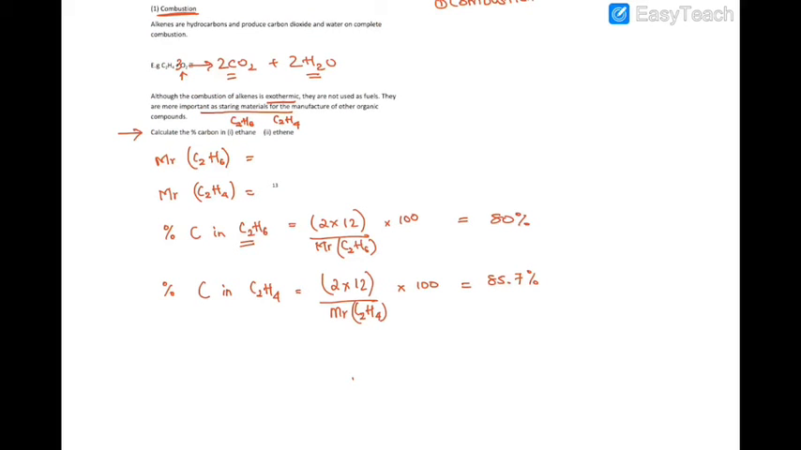So you can see that the percentage carbon in ethane is less than the percentage carbon in ethene. So what does that mean? This means that because it has a high percentage of carbon, the alkene will have greater tendency towards incomplete combustion. So the alkenes will burn with a smokier flame compared to its corresponding alkane. So butene will burn in a smokier flame compared to butane, for example.